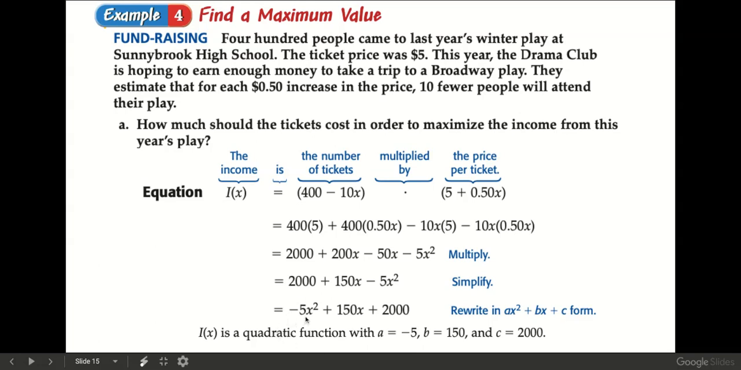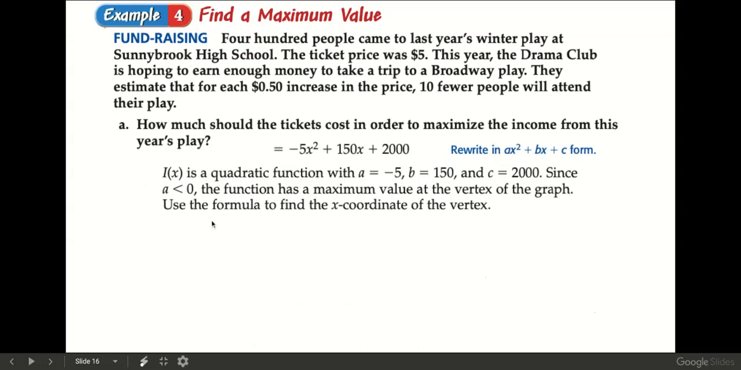So now I can use this information to find my maximum value. Since my a value is negative, I know it's going to open down, like a sad face, right? So it's going to have a maximum value. So I have to go ahead and find out where that vertex is going to be located.